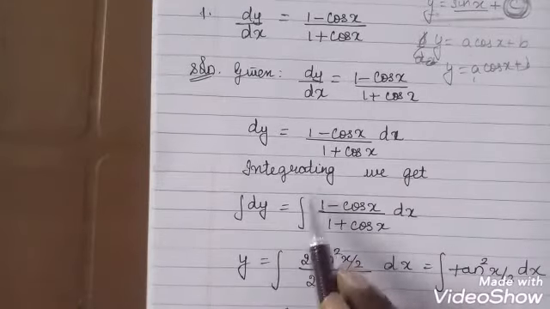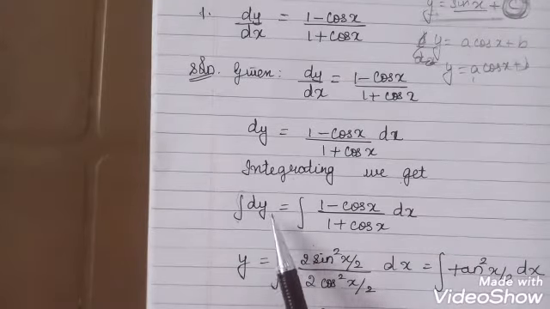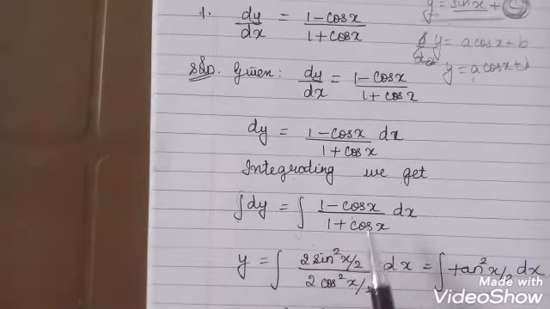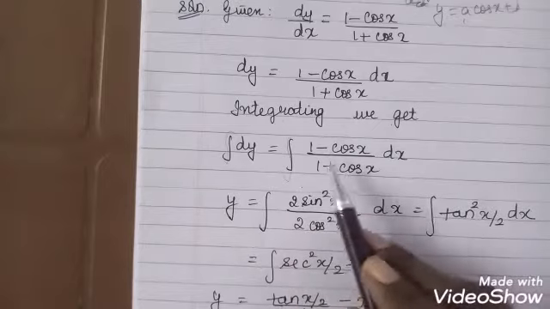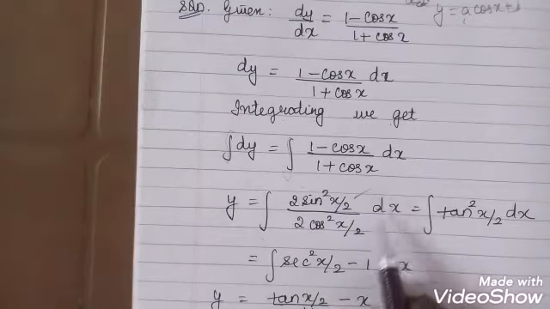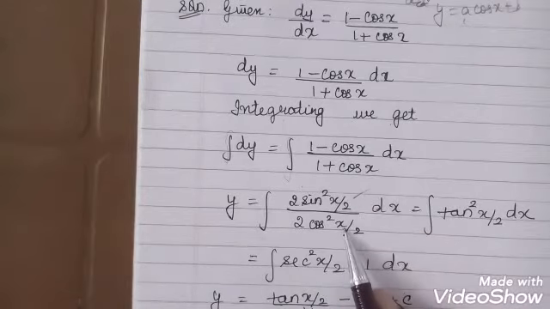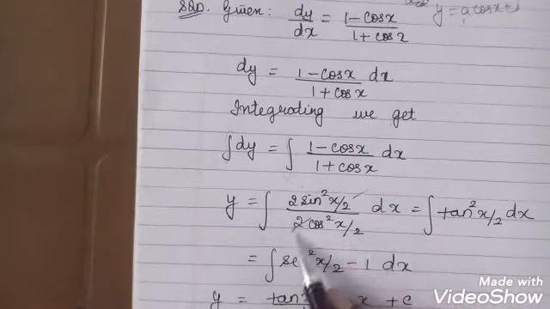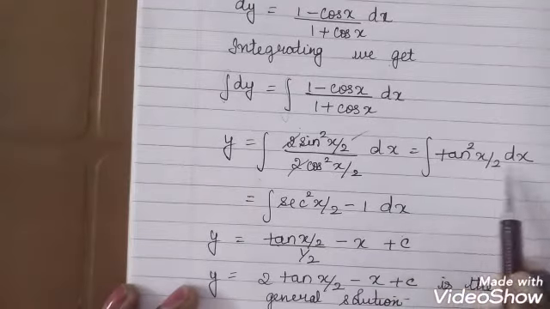Now the next step is what? You'll have to integrate it. So when I integrate it, you will have integral of dy is equal to integral of 1 minus cos x by 1 plus cos x dx. So here your y is equal to integral of 1 minus cos x, which is 2 sin squared x by 2 divided by 2 cos squared x by 2. That's the trigonometric identity, dx. 2 and 2 get cancelled, which is equal to integral of tan squared x by 2.